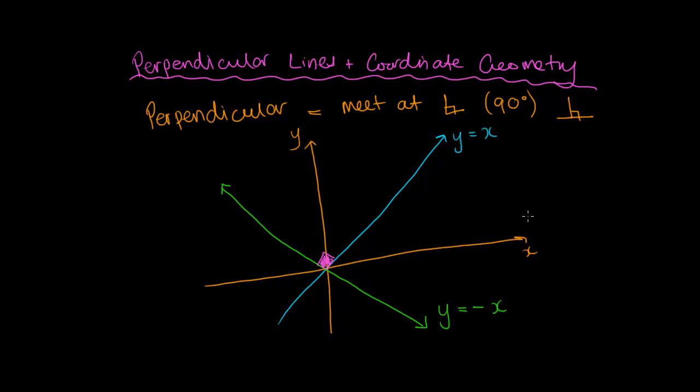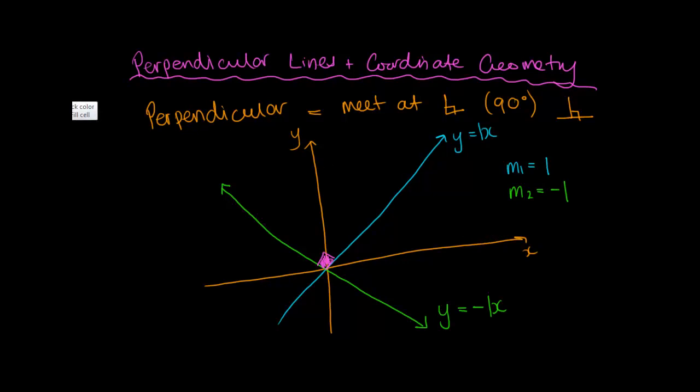So the question is, what is the gradient of the blue line? Hopefully you said the gradient is equal to 1, because that is y equals 1x. Likewise, what is the gradient of the green line? Hopefully you said negative 1, because it's negative 1x. Remember, the formula of a straight line is y equals mx plus b. In this case, the m is negative 1 for the green line, and for the blue line it's 1.